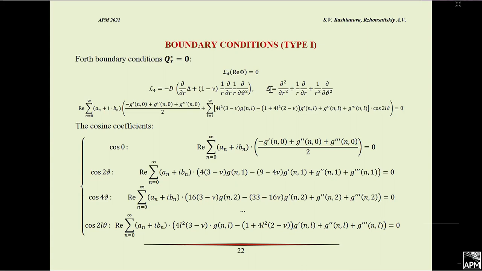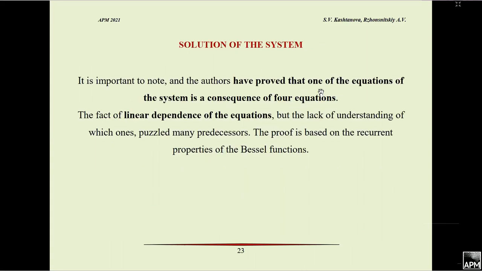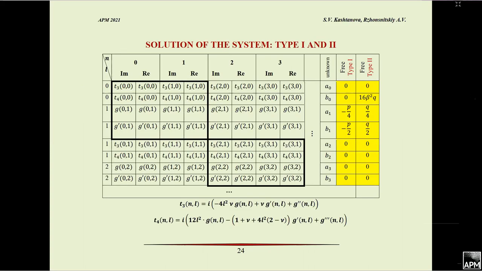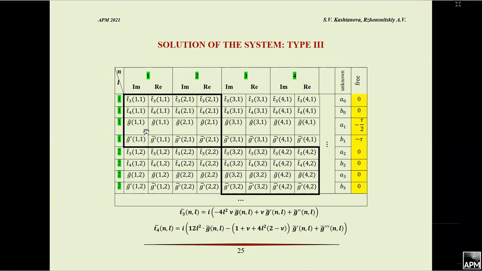One of the main parts of our work is that we could prove that one of the equations is a linear combination of four others, and because of it we could exclude it. So we got an independent linear system that we could solve. The lack of understanding of this linear dependence of the equations puzzled many predecessors, and it was a difficult place exactly here. By proving this and excluding the extra equation, we could put our system in a beautiful matrix form. More than that, for all three types it has the same structure. This is the system, and for the first type of boundary conditions, it changes only in three members here or here. For the third type, it's also the same structure, with a little change in T and G. They have a slightly different view, but the structure of the system is again the same.